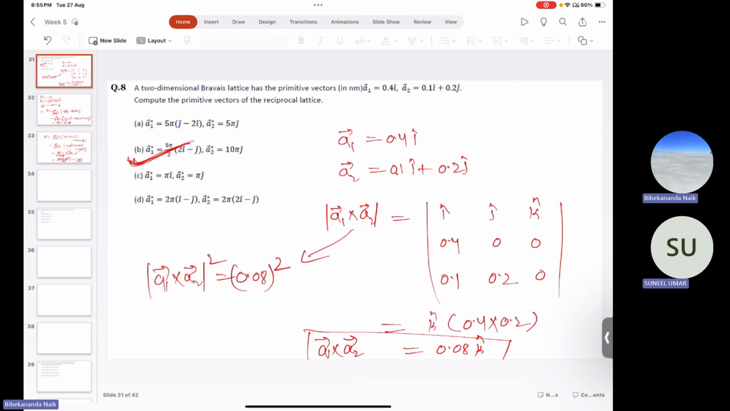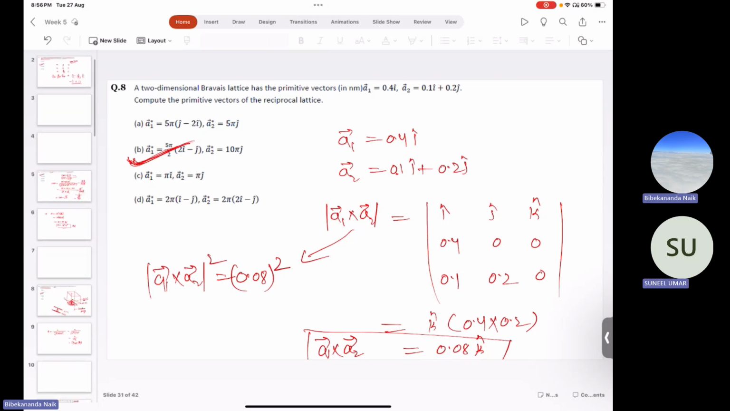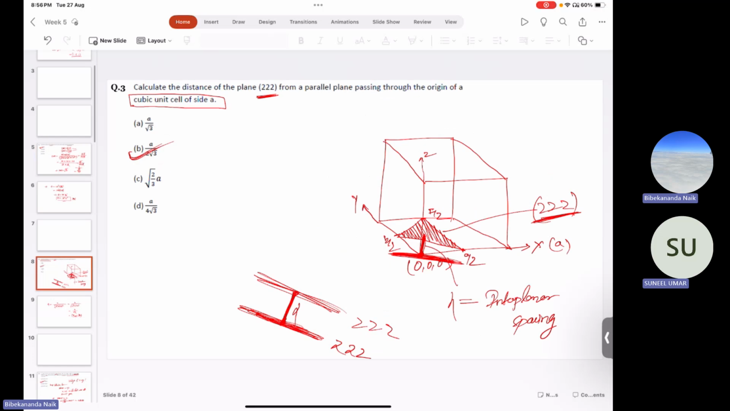Sir, I have one doubt. In problem 3, the parallel plane passing through the origin. Okay. So we take the same plane and the distance between the planes is d. Suppose it is taken without the origin, at that time what do we consider, sir?